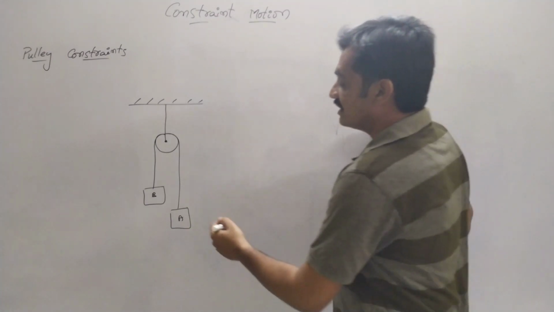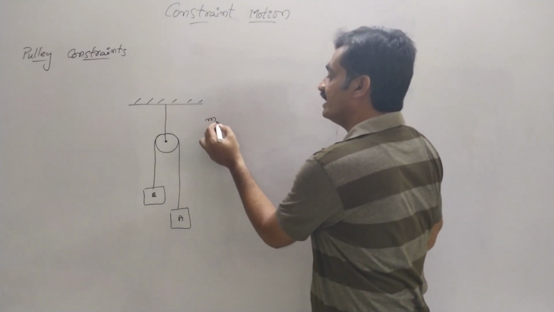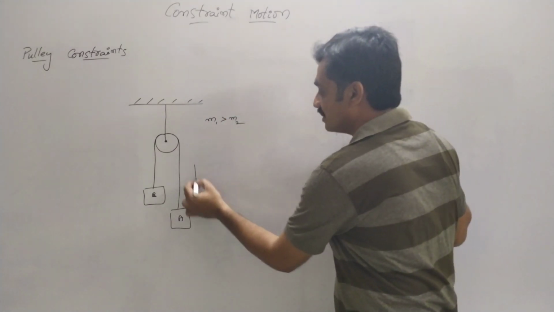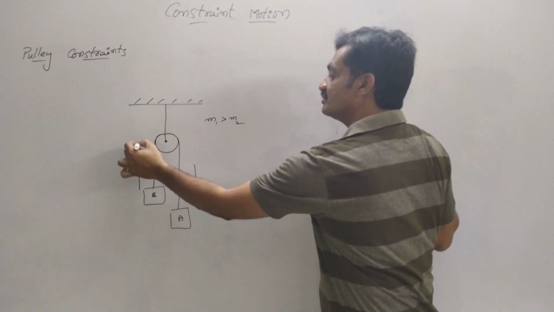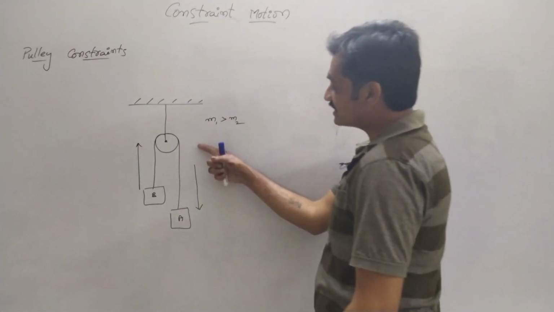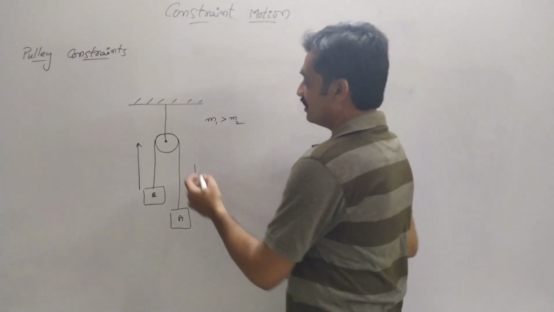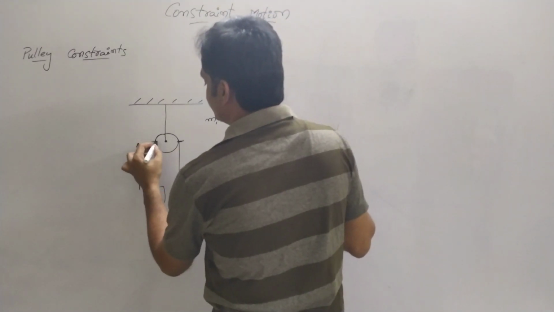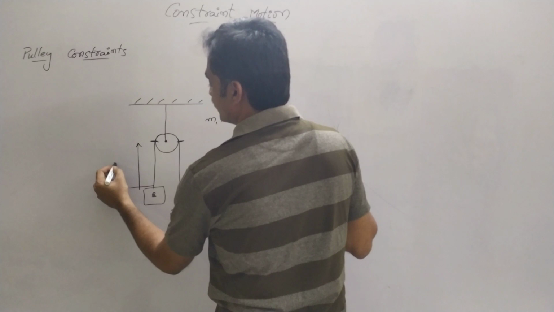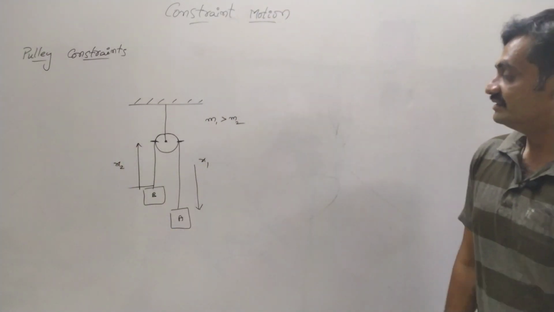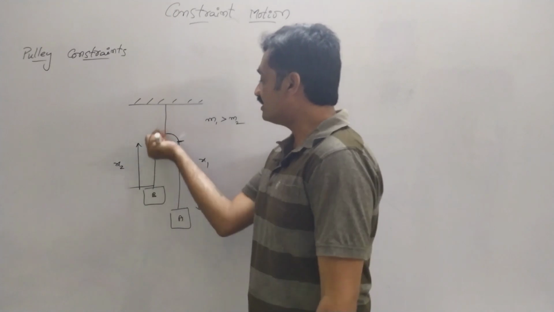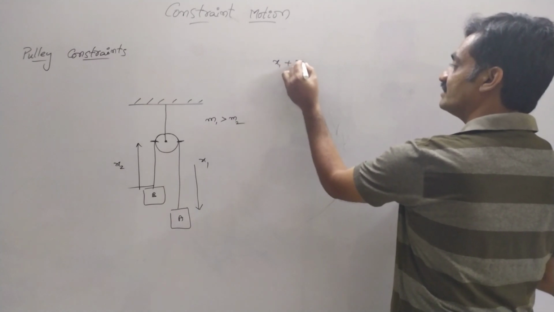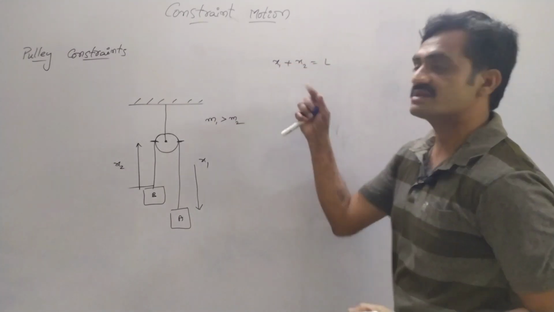Now observe that if the mass of block A is greater than the mass of the second block, then this block moves in the downward direction, whereas this block moves in the upward direction. Let us consider the displacement of the block up to this extent as x1, and the displacement of the block from here as x2. The x1 plus x2 is equal to the total length of this string. So I am going to consider x1 plus x2 is equal to the length of the string, L.